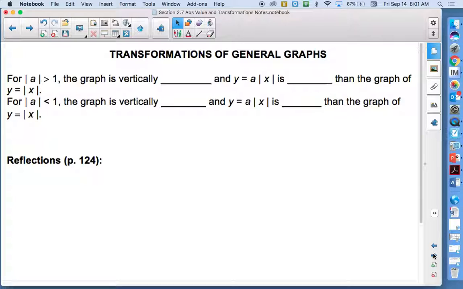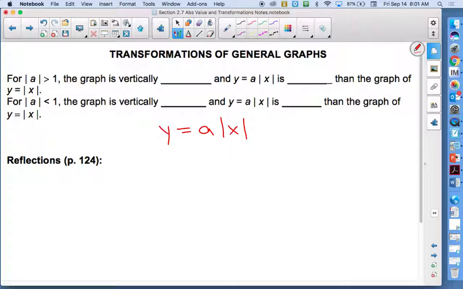So it says if the absolute value of a is greater than 1. So just so you know what that a is talking about, the number in front. That's a. That's our slope. So when they're talking about a, they're really talking about the number in front of the absolute value, or the slope of the two lines. If that number is greater than 1, the graph is vertically stretched and is narrow, let's say more narrow, than the graph of y equals the absolute value of x.